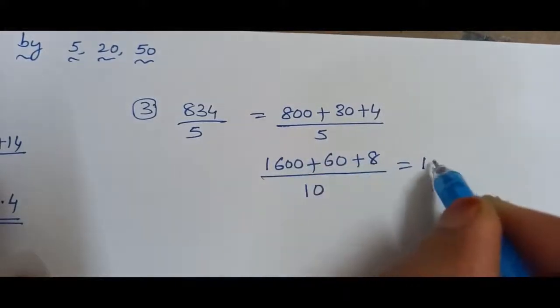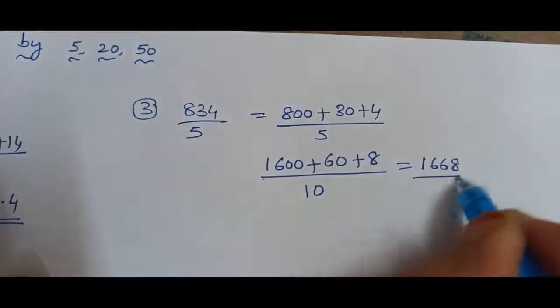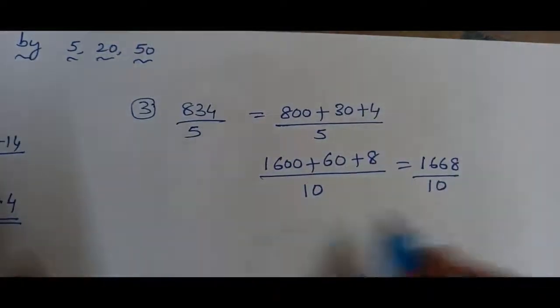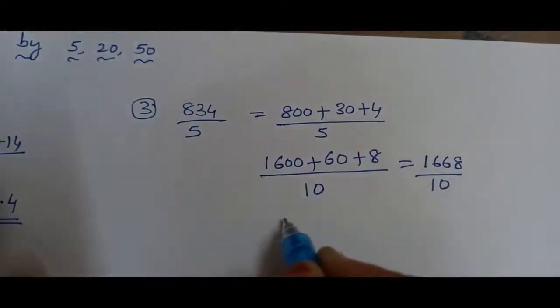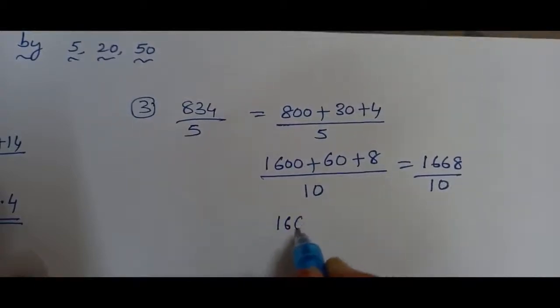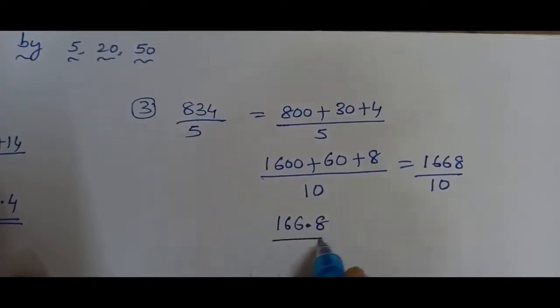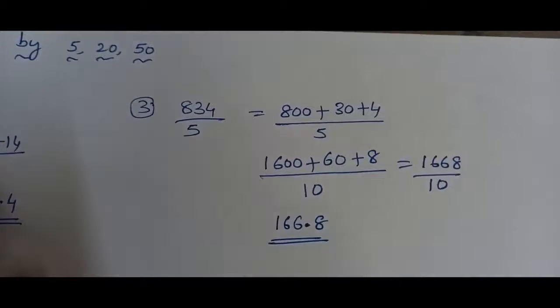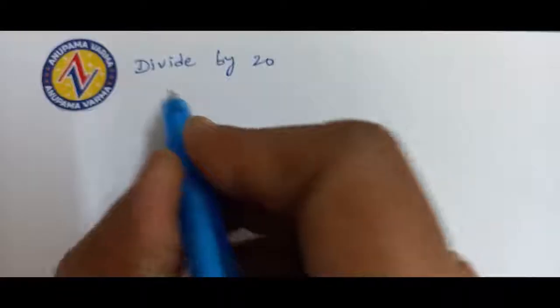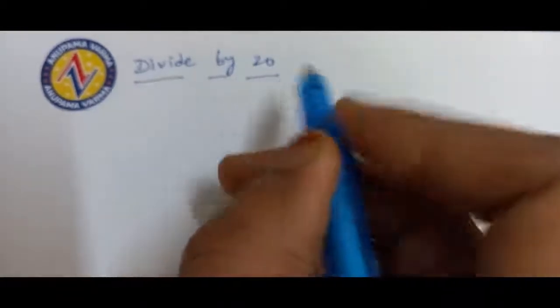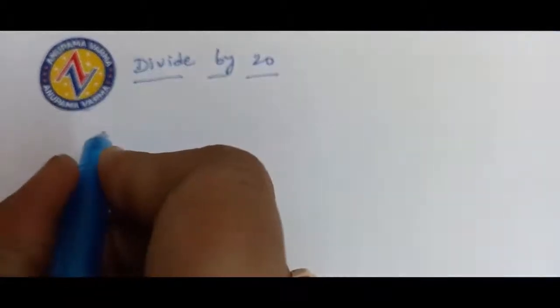by adding these, 1668 by 10. So, keep the point after one digit from the right side. 166.8. This is the answer. So, simple, no? Now, divide by 20. Let's take one example.